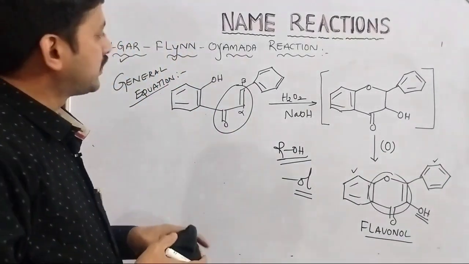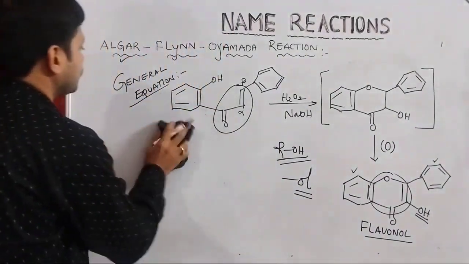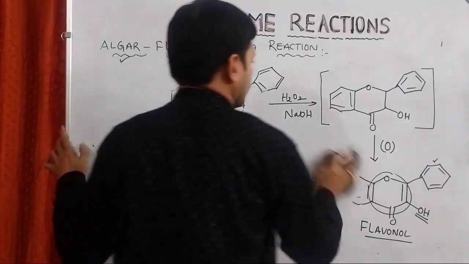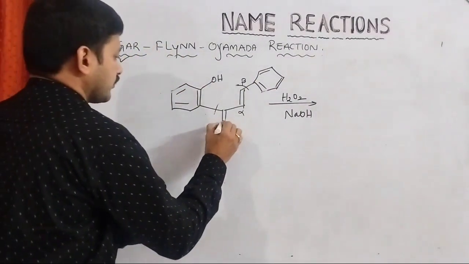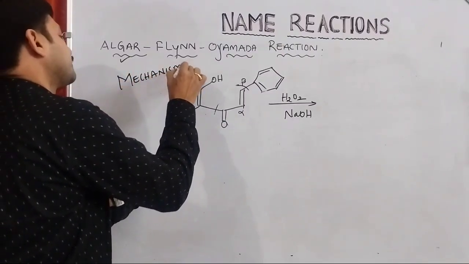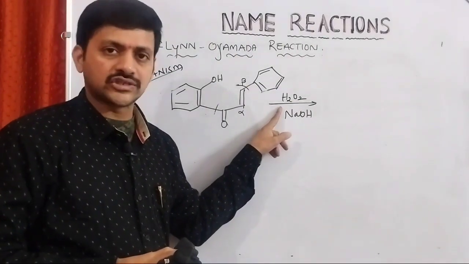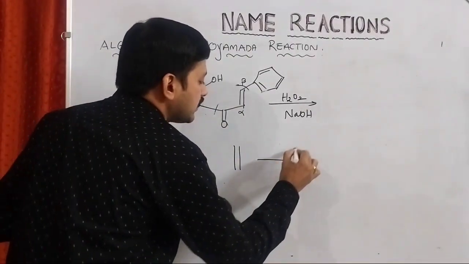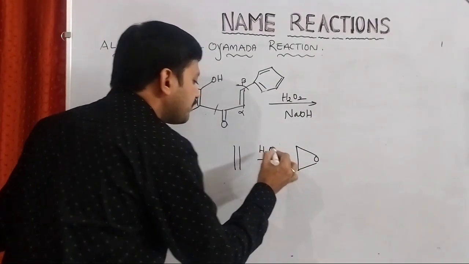Next, the mechanism portion. Let's see how this transformation takes place from the chalcone to the flavonol. Chalcone is the starting material. The starting material is initially reacted with alkaline H2O2. We all know that if you have an olefin, to convert it into the corresponding epoxide, we need to use a reagent called peroxide.